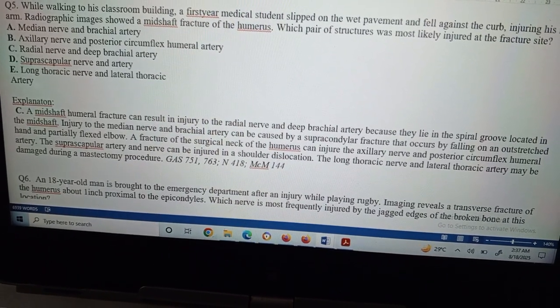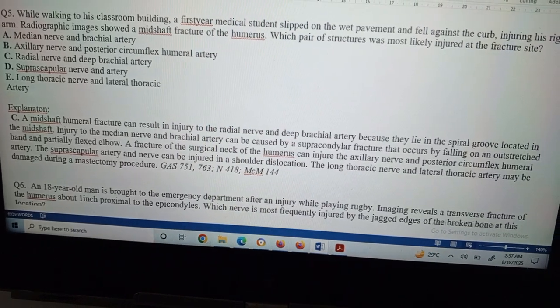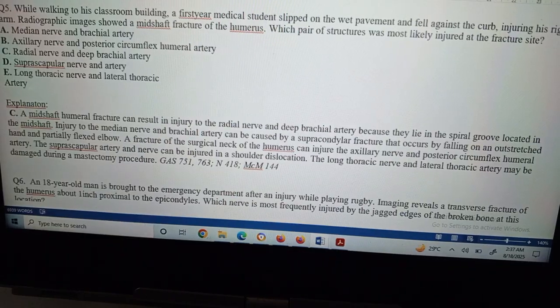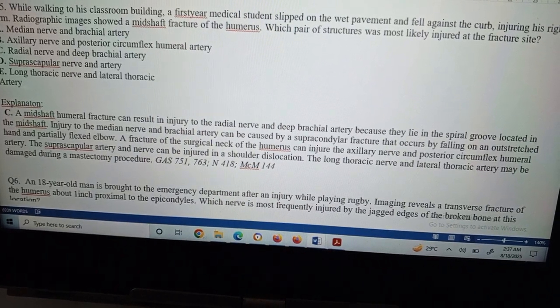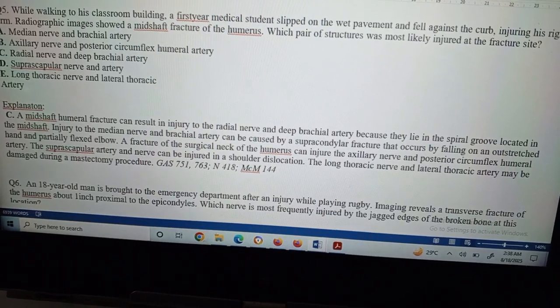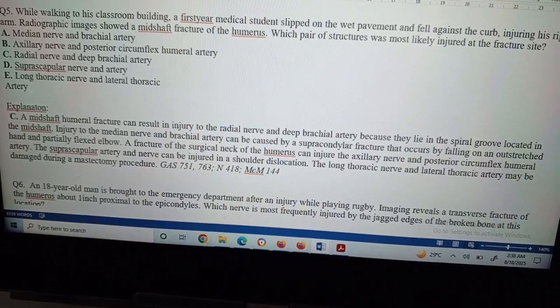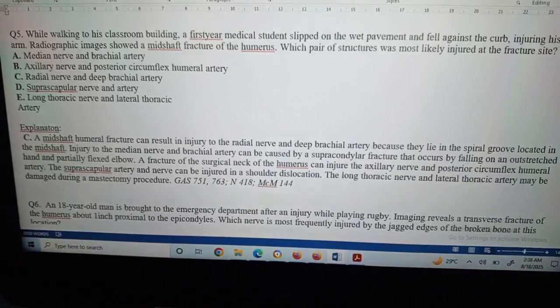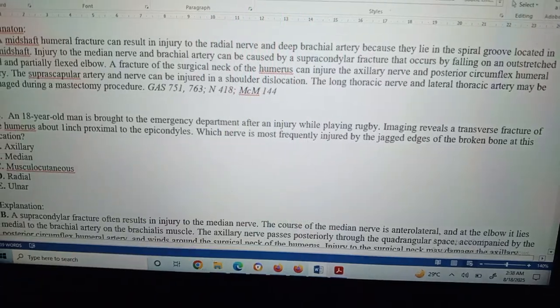There is an injury to the median nerve that occurs by falling on an outstretched hand and partially flexed elbow. Fracture of the surgical neck of the humerus can injure the axillary nerve and posterior circumflex artery. Subscapular artery and nerve can be injured in a shoulder dislocation. Long thoracic nerve and lateral thoracic artery may be damaged during a mastectomy procedure. Mastectomy means the removal of the breast.